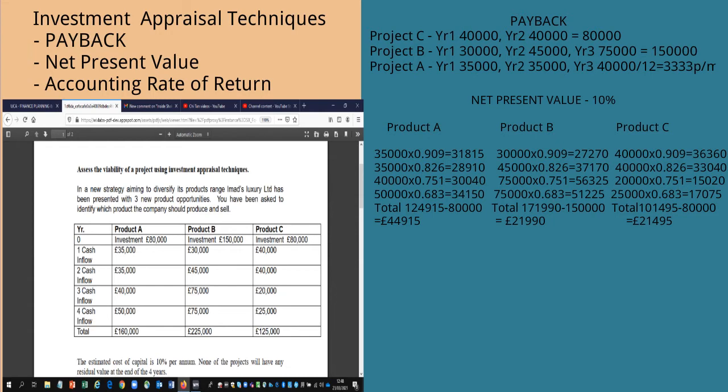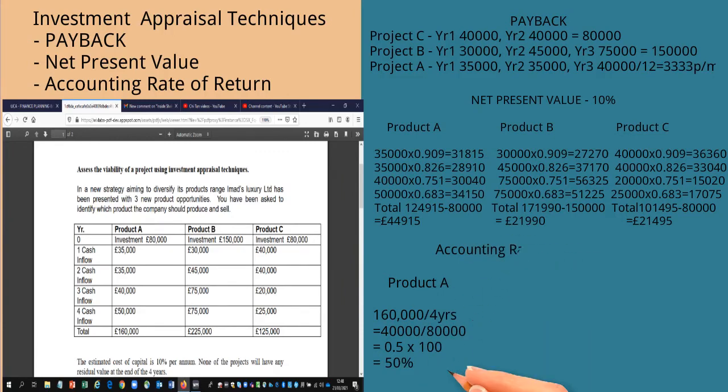And if we apply this same technique to project B and project C, multiplying the discount rates, which are going to be the same discount rates for year 1, 2, 3 and 4, by the cash flow, then project B, after you've taken out the initial investment of 150,000, comes to 21,990, and project C comes to 21,495. So ultimately, if we were going to use the net present value to determine which project was the most profitable from a 10% net present value rate, then project A would be the front runner, followed by project B and then project C.